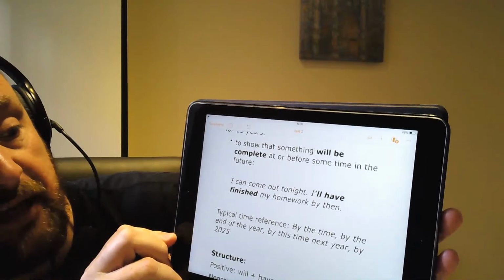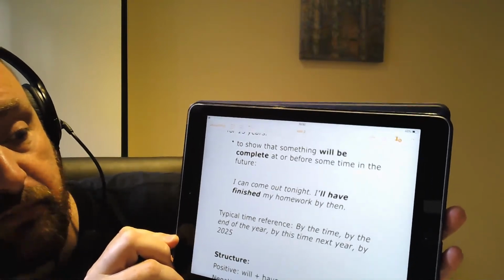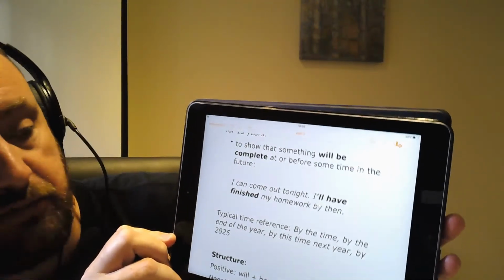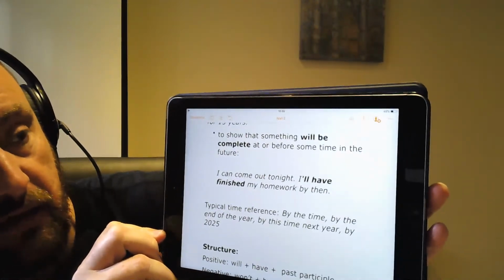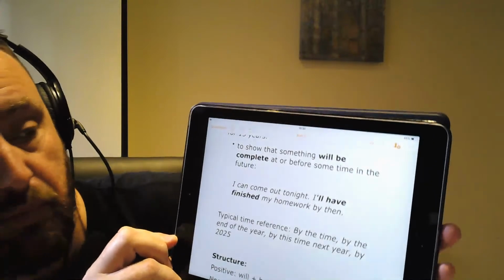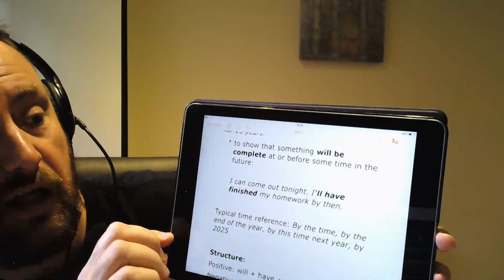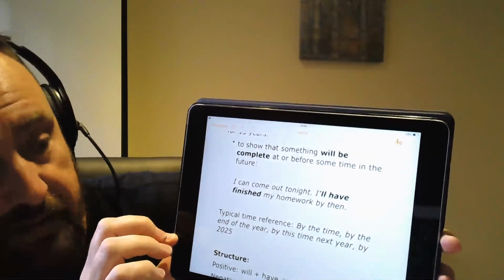Example sentence, I can come out tonight. I'll have finished my homework by then. So tonight is our point in the future, and this means the homework will have been done by that point. Okay, and that's basically it for future perfect. We're talking about a time and something will have finished before that.